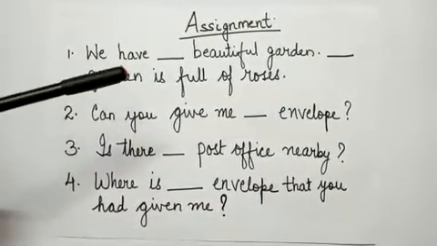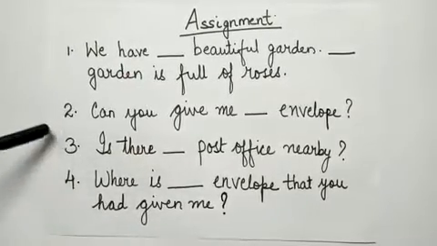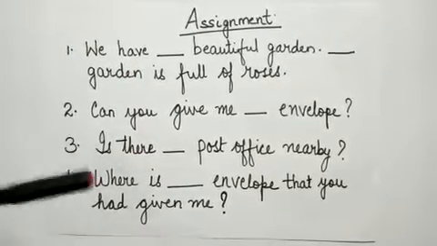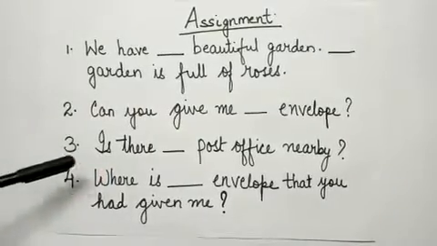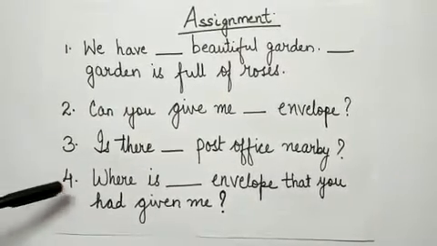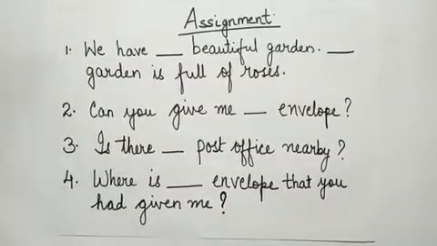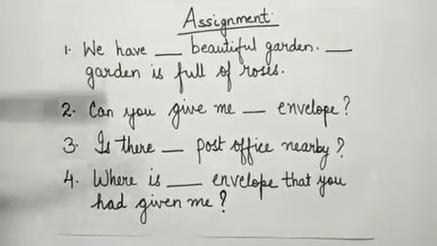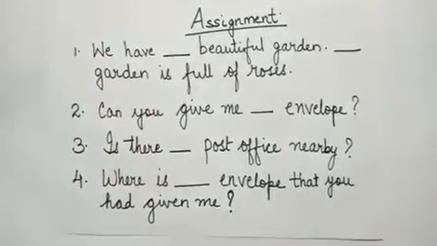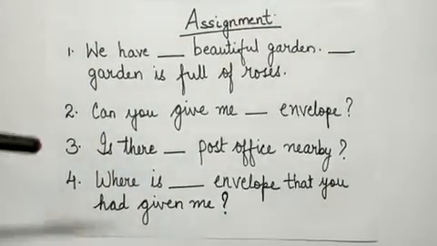We have dash beautiful garden, full stop. Dash garden is full of roses. Second, can you give me dash envelope? Third, is there dash post office nearby? Fourth, where is dash envelope that you had given me? Now these are the 4 sentences which have blanks wherein you have to fill in articles. So we'll discuss this in the next class.